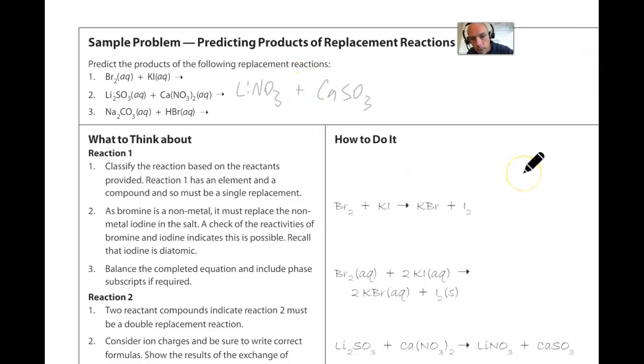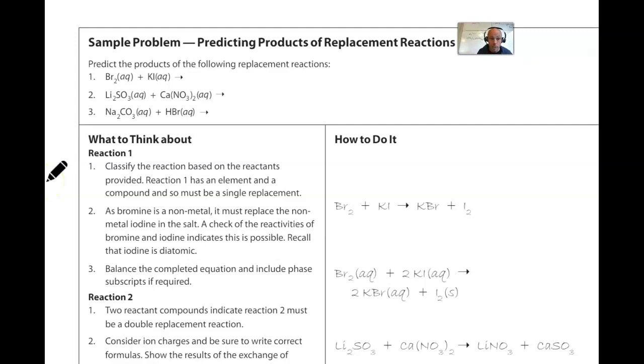That renders lithium nitrate the soluble one for two reasons. Lithium is group 1 and nitrate's nitrate. And then that means calcium sulfite would be insoluble, because again, we assume that these occur, one product soluble, one's not for now. If we look at 3, we've got sodium carbonate and hydrobromic acid.